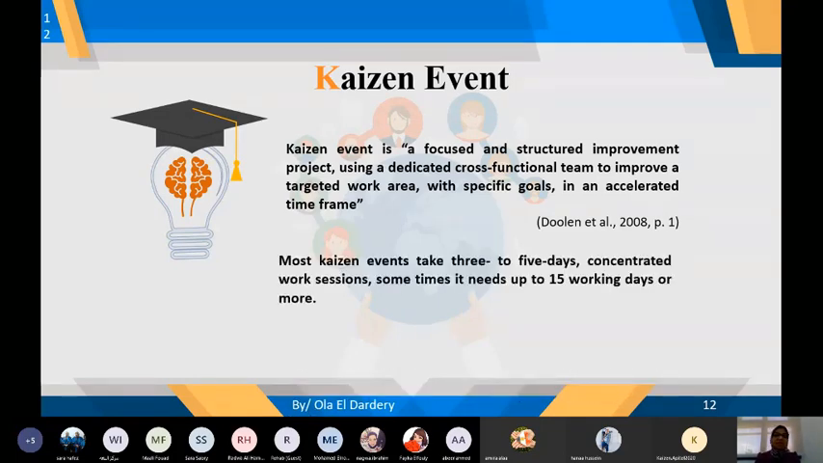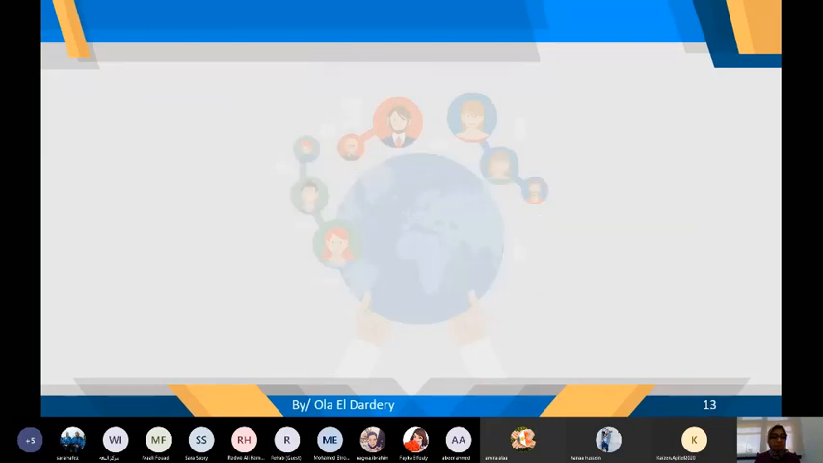Most Kaizen events take 3 to 5 days. It could take more, as we said. It needs work sessions. It needs follow-up sessions. Sometimes it takes more time than it started because of the brainstorming that happens during each work session, so it can take more time. However, it's very organized and the results have to be measured very carefully. And we're going to take an activity to explain how this is done later on.